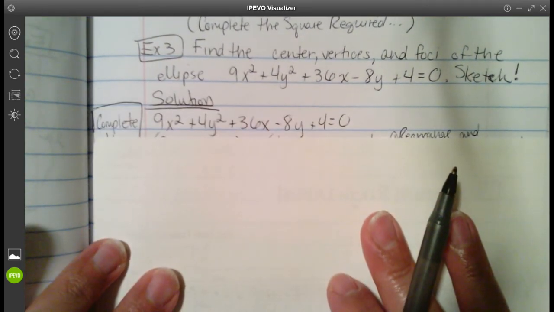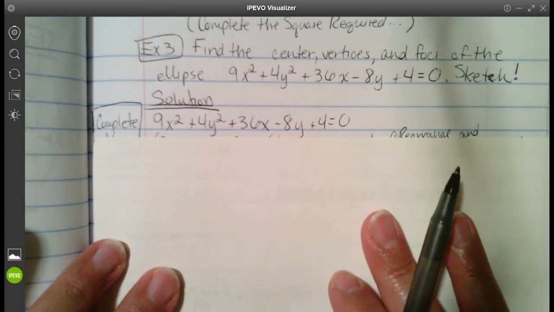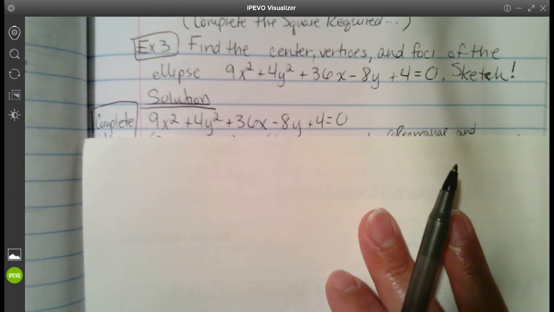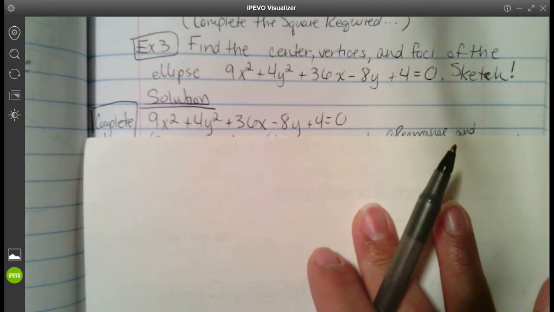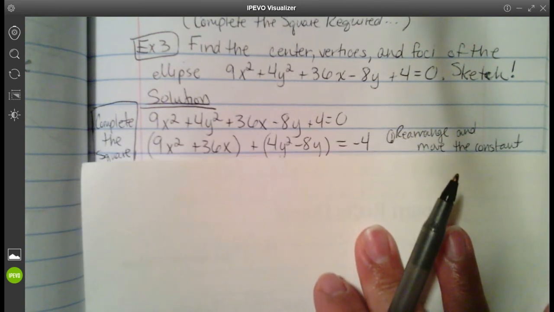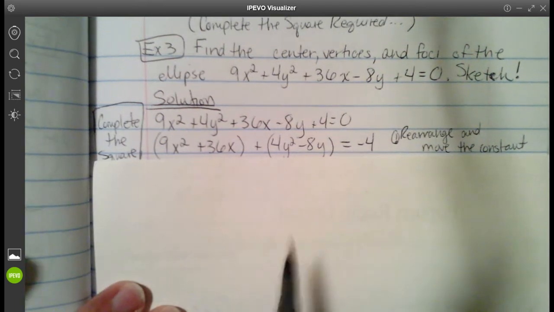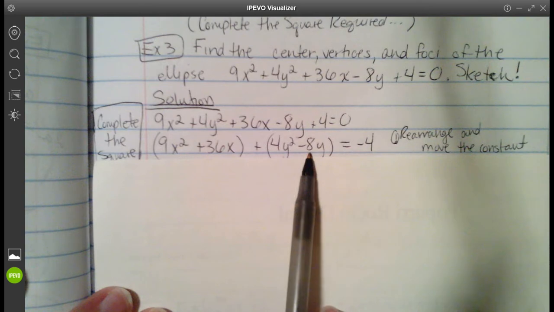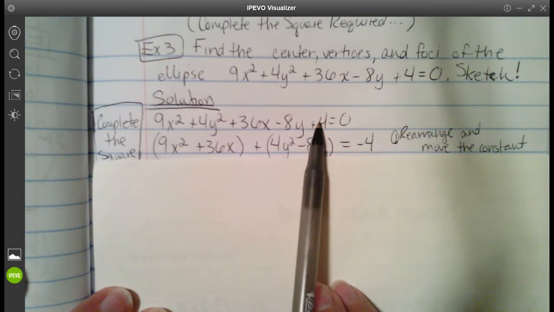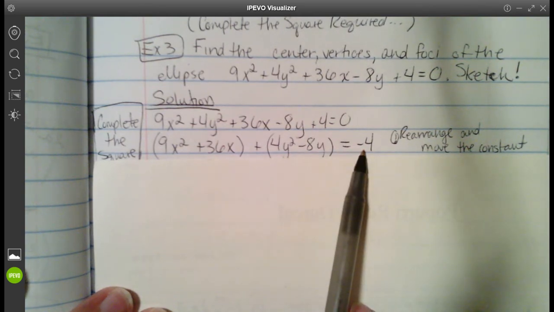We are going to complete the square for this one. And it's kind of an interesting one because you have to complete the square for both the x and the y components because you have two things that are being squared. So how do we do that? Well, we first rearrange this and we move the constant. So we're going to put the x's together and the y's together. And then that plus 4, I'm going to move it over. So now it becomes -4.